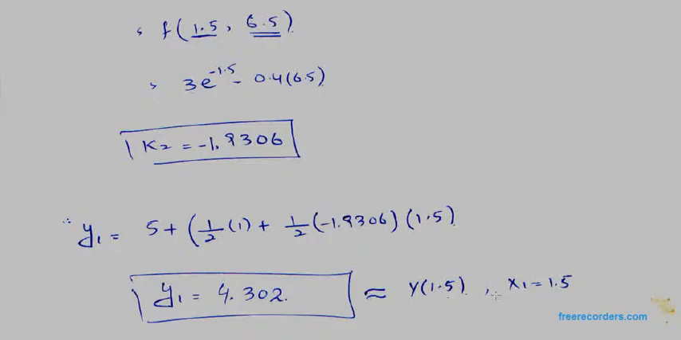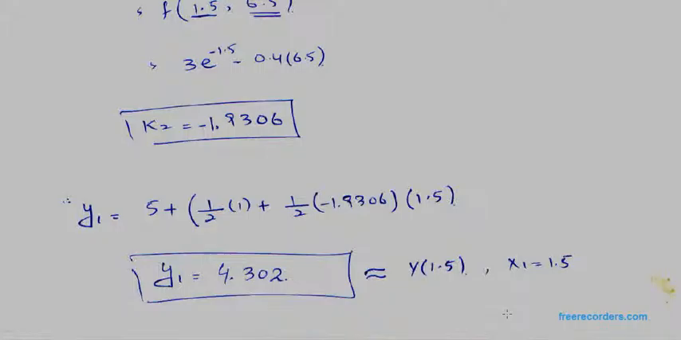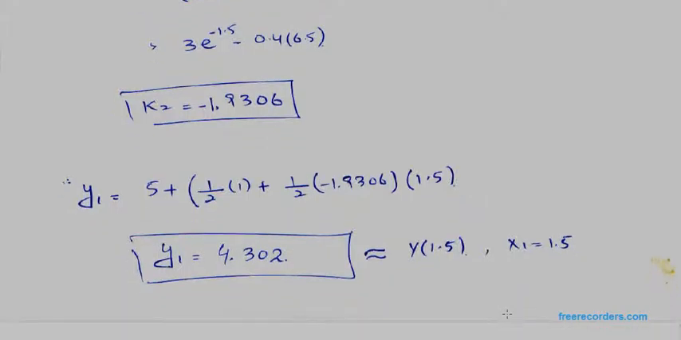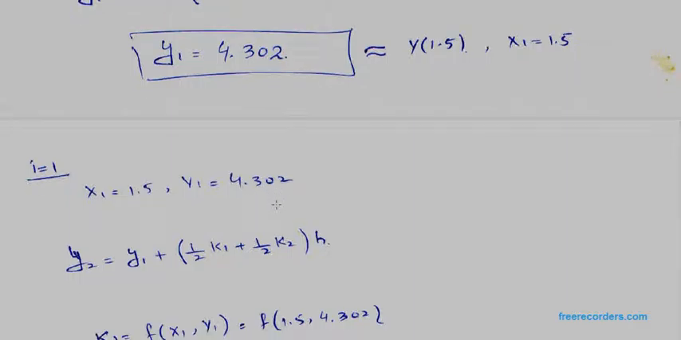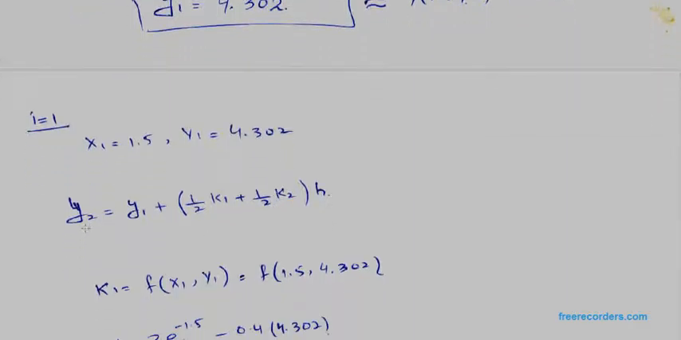At x equal to 1.5, this is not exact, this is an approximate value. Please keep that in mind. So for the second iteration, we will find the value of y at x equal to 3. In this case, we have x1 is 1.5 and y1 is 4.302. So the equation will be y2 is y1 plus half k1 plus half k2 times h.